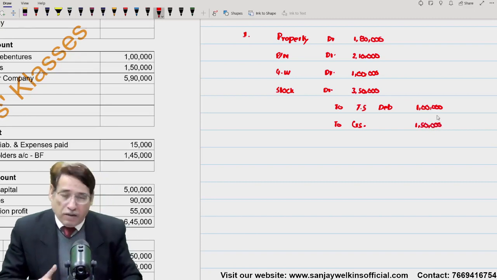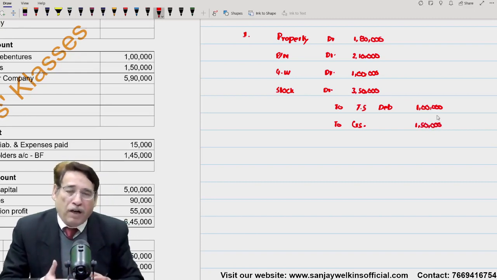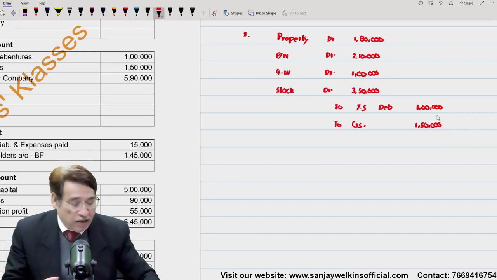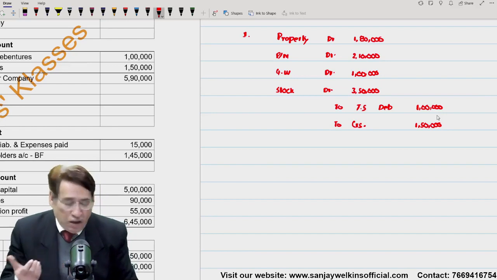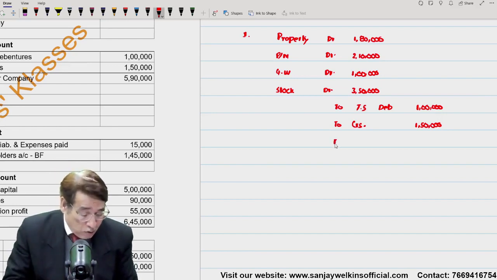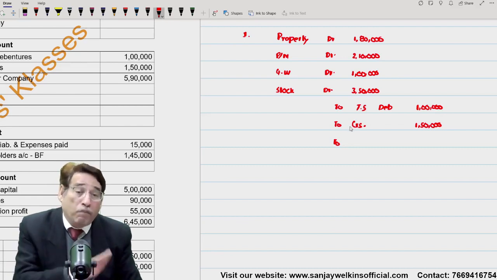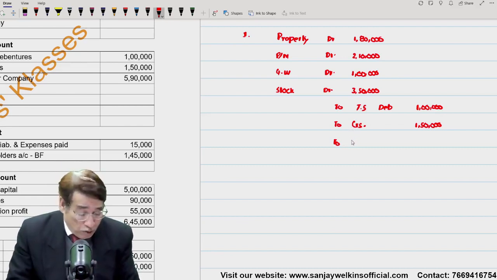Logically, it means the purchasing company so far has written net assets only. Correct? Assets minus liabilities is nothing but net assets. So now when I am writing here to consideration, it means I am comparing the net assets with the amount which I am paying to the acquiring company. To consideration.